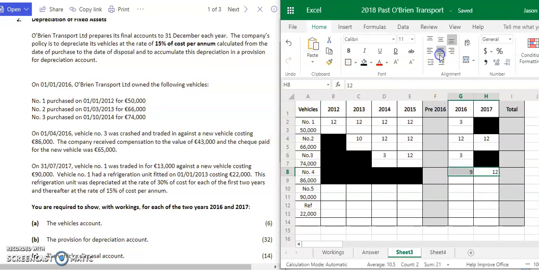Okay, next one then, vehicle number 5, that's part of vehicle number 1. So this was got on the 31st of the 7th, 2017. So we have it for the 8th month, 9th month, 10th month, 11th month, 12th month. So we only have that for 5 months. So we don't have it for any other years because we didn't buy it until 2017.